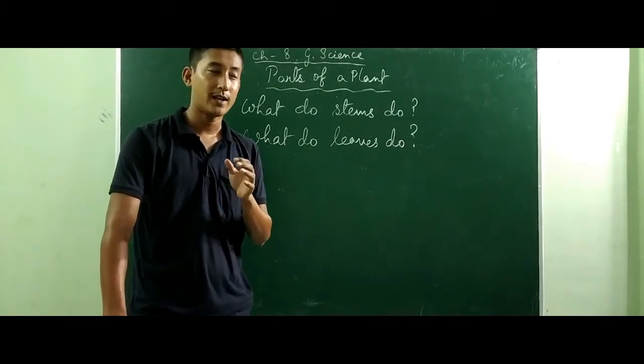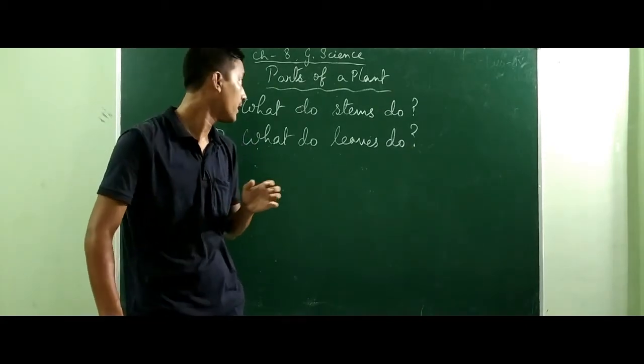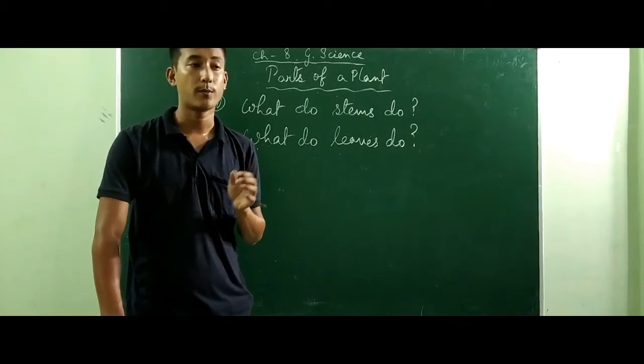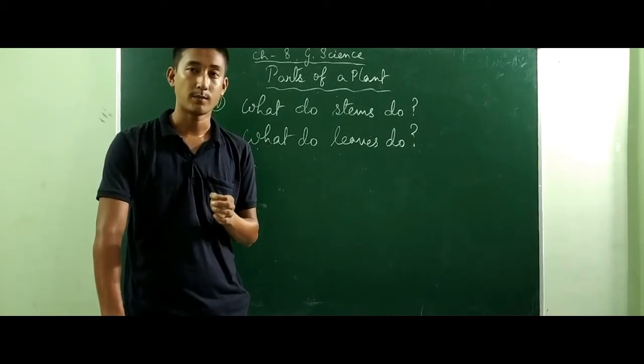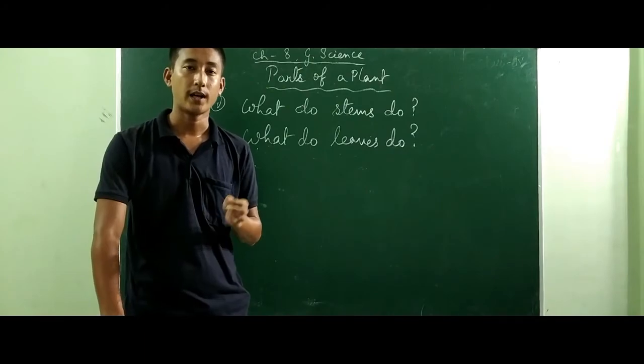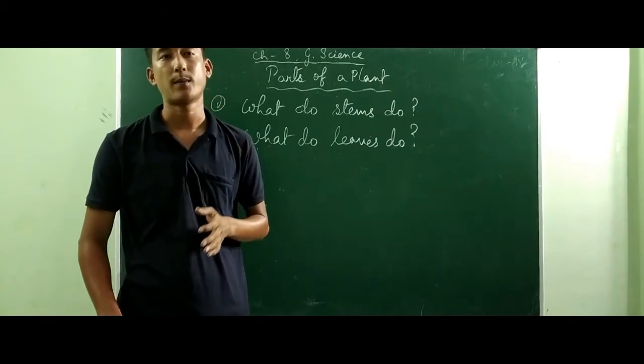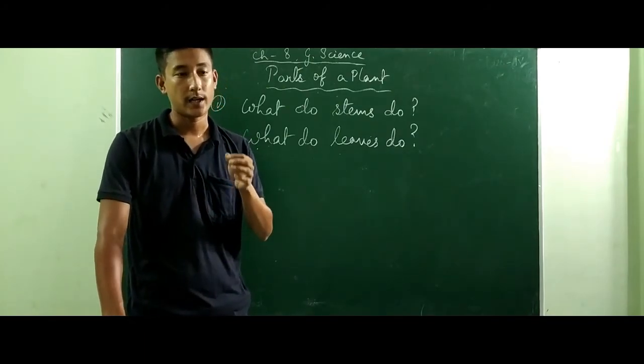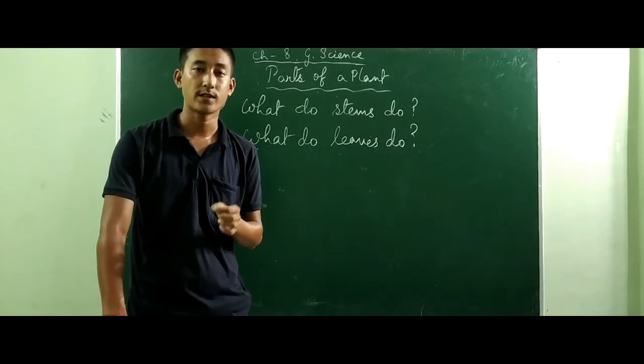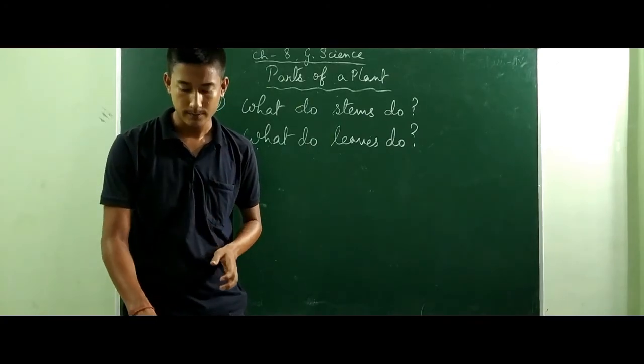Now, we have learned something about the parts of a plant. What do the parts do? How many systems are there in a plant? There are two systems. There is a root system and a shoot system. Then there are two types of roots. There are fibrous roots and taproots.